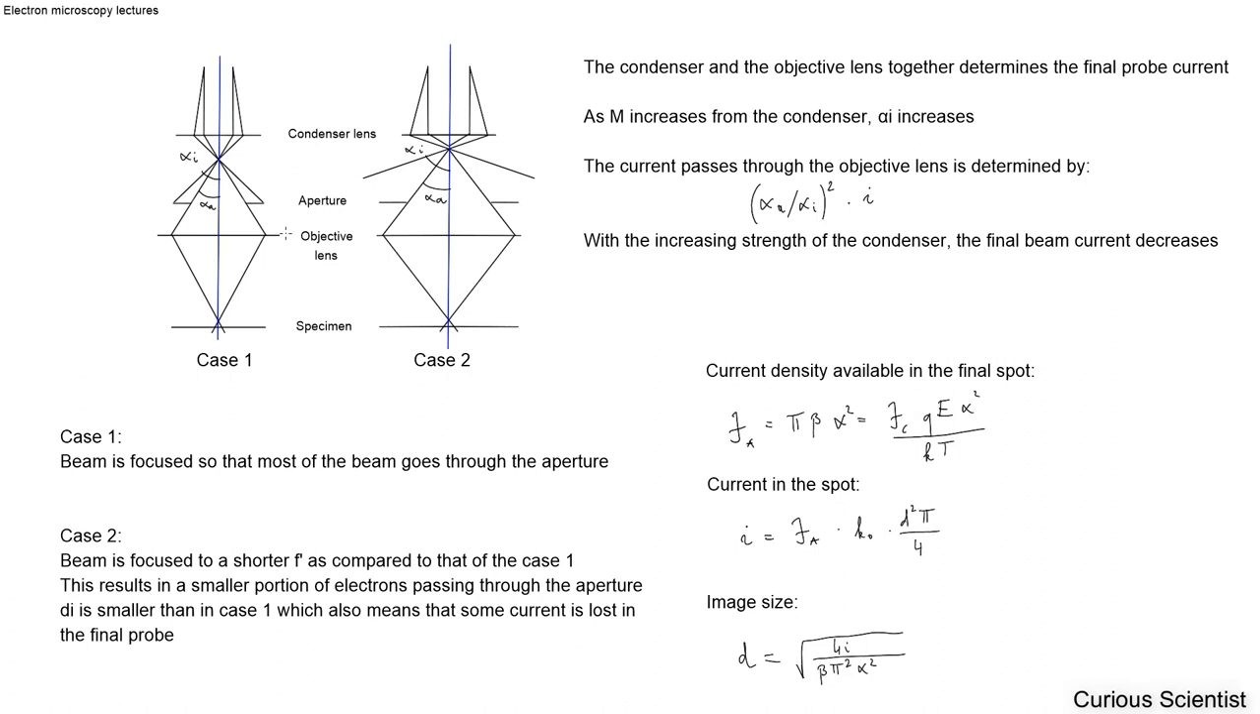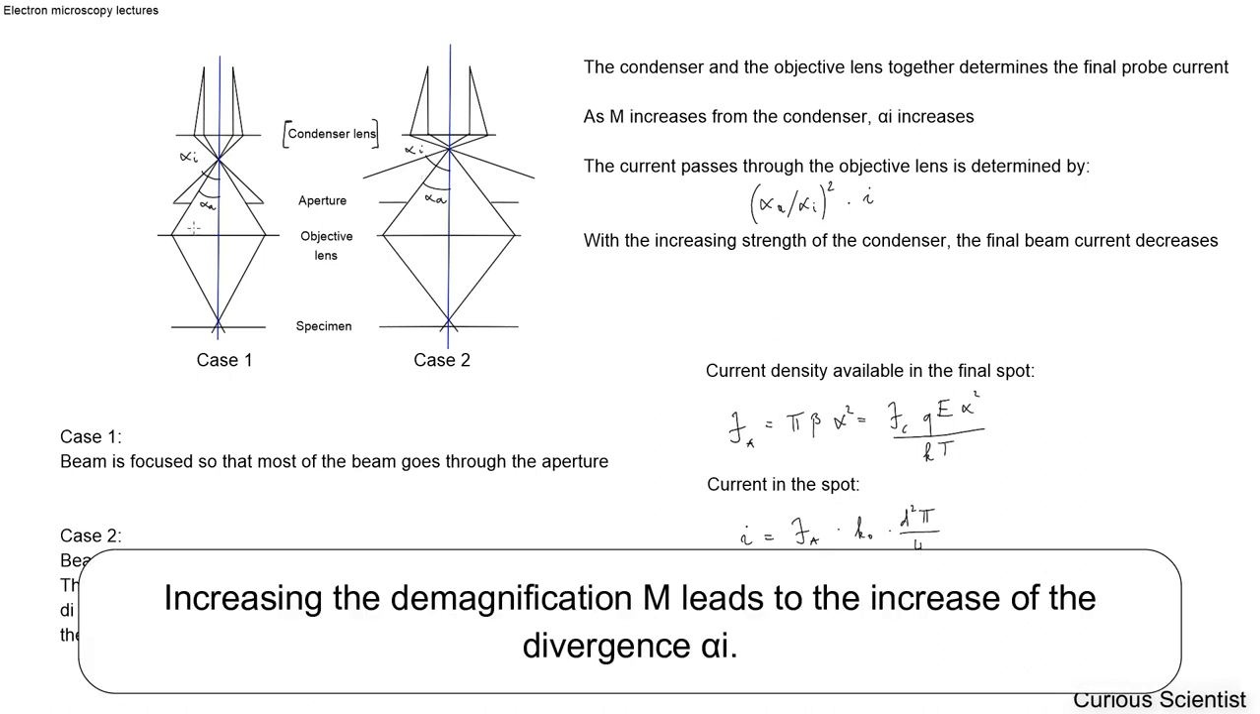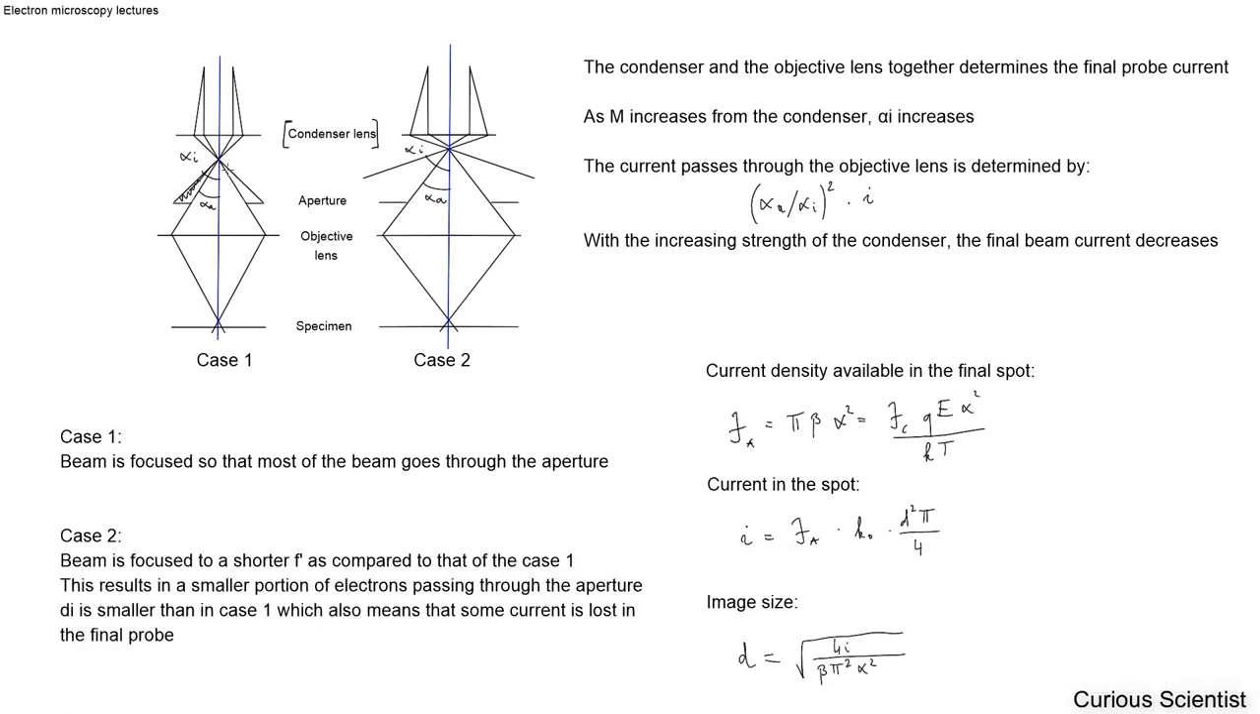And we also know from the rules that as we increase the demagnification from the condenser lens, so basically from the first step of our lens system, then we increase the alpha I, and the alpha I is this outer part of the beam basically, or the angle of this kind of divergence of the beam, and that is increased.